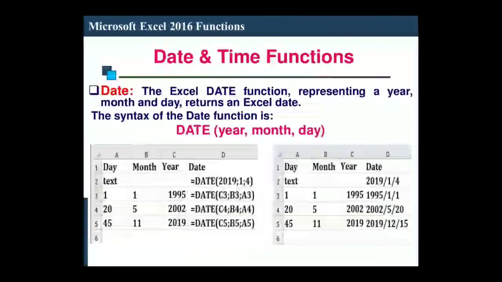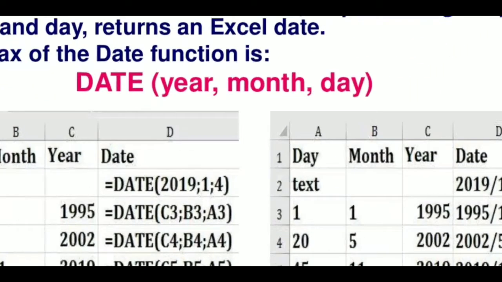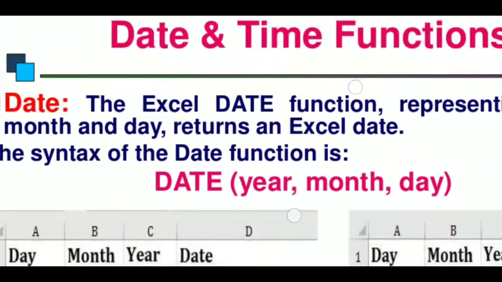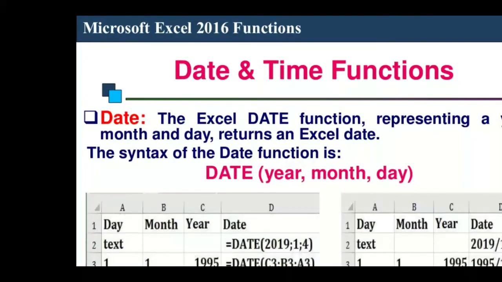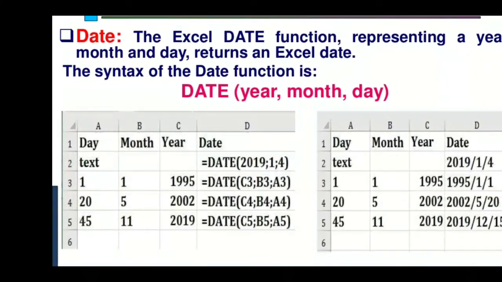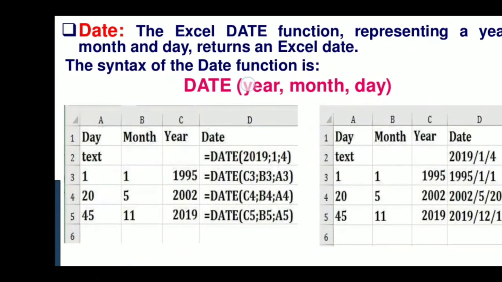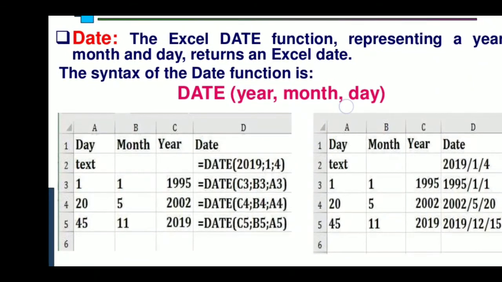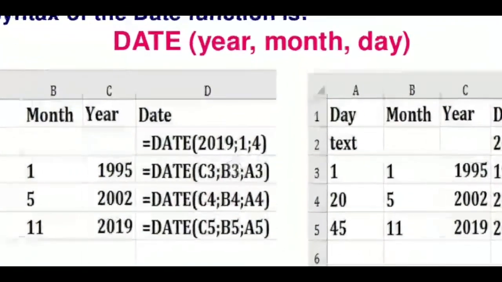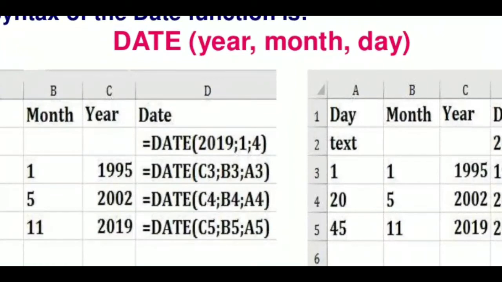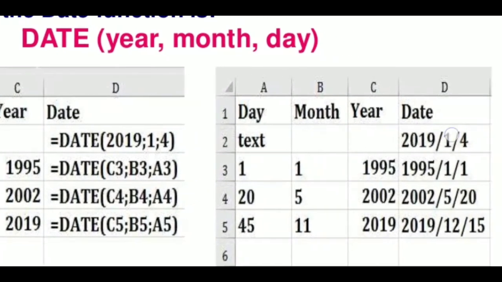Now next is DATE function. The Excel DATE function, representing a year, month and day, returns an Excel date. How can we use? We can use this like this, DATE, after that year, comma month, comma day. So we can write here in this way, equal to DATE 2019 semicolon 1 semicolon 4. The result will be the date here.